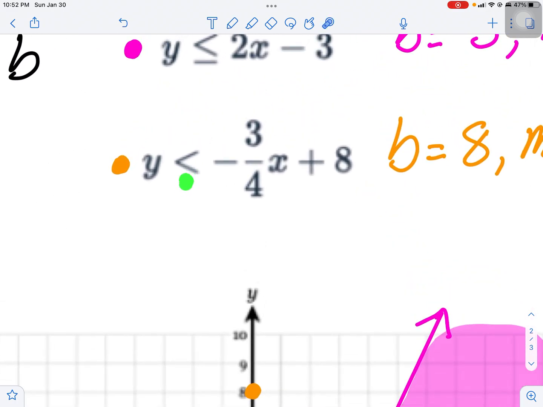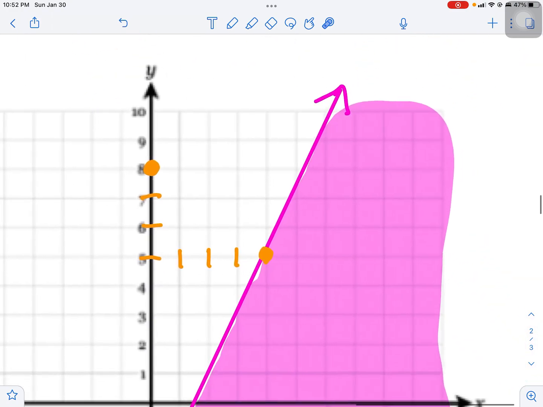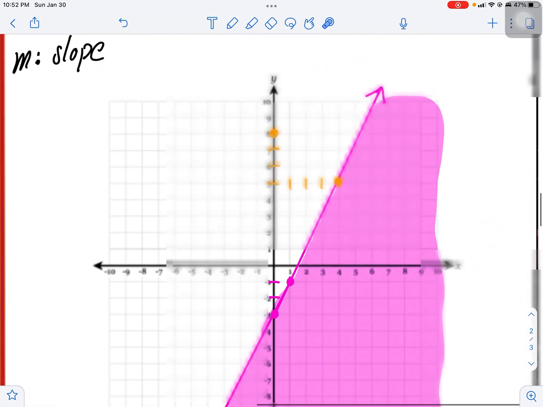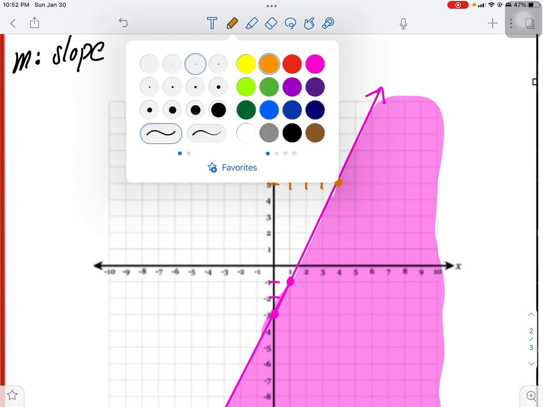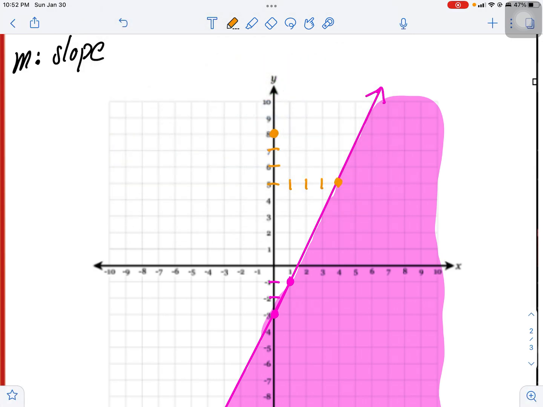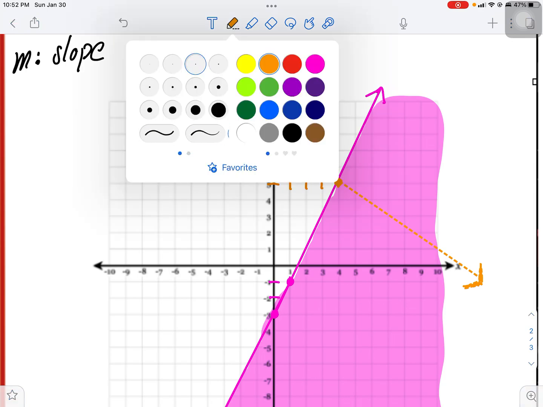Now this says less than. Now do you see here there's no line like on pink? Pink we had a line, an equal sign. There is no equal sign, so that means that my orange line has got to be a broken line. So I'm going to switch over here to a broken line. I'm going to go from this orange point all the way through that orange point and draw an arrow. And then I'm going to go from that orange point to that orange point. And I'm going to draw an arrow. Let me switch back to solid here.